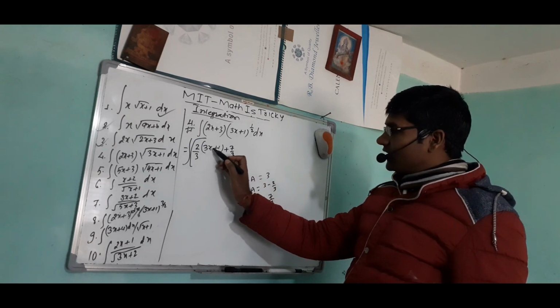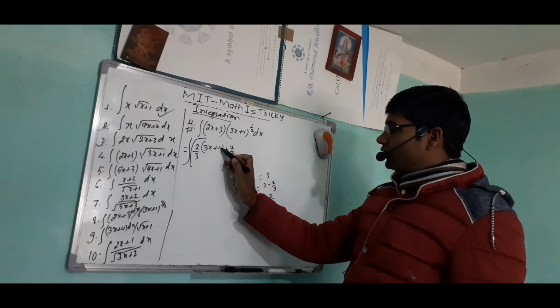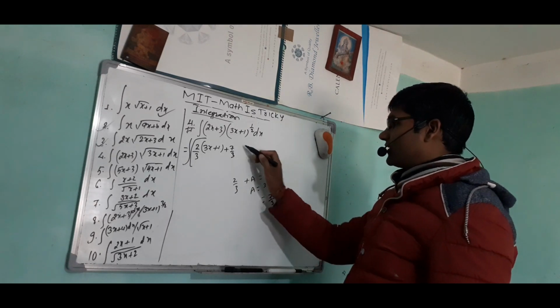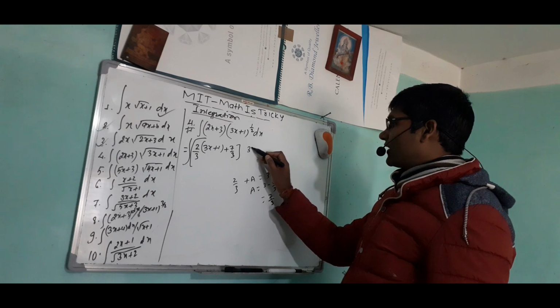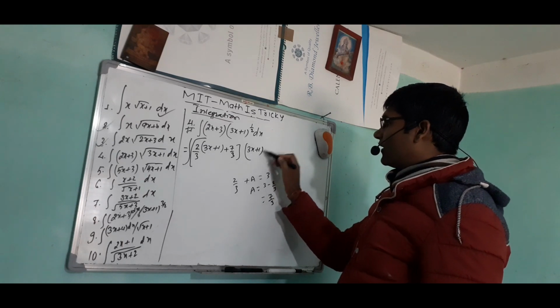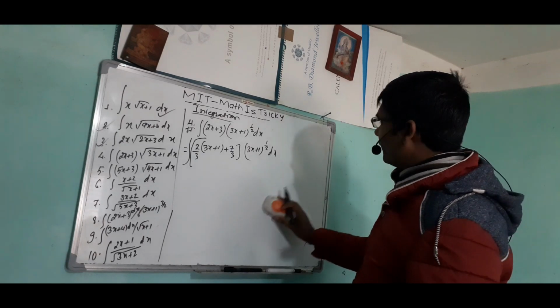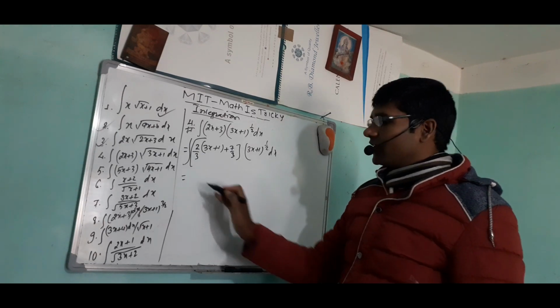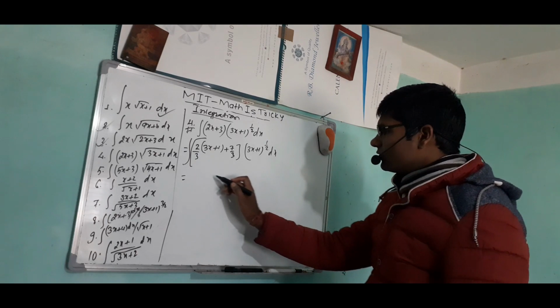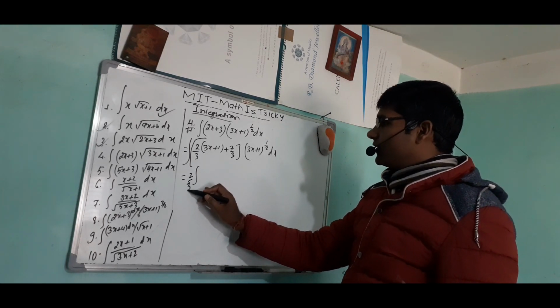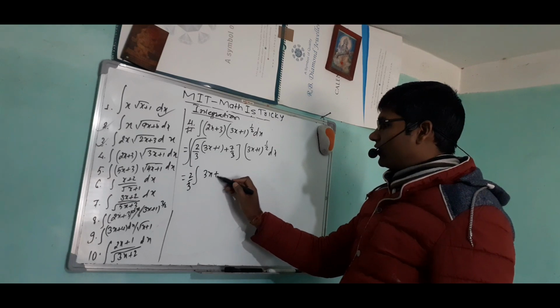Once again check here. This is 2x, and 2 by 3 plus 7 by 3, 2 plus 7, 9, 9 by 3. So it is correct. Now 3x plus 1 power raised to 1 by 2. So this is how we can do rough work also, and we can write the answer directly. Now just multiply this, so 2 by 3 will be outside, and 3x plus 1.